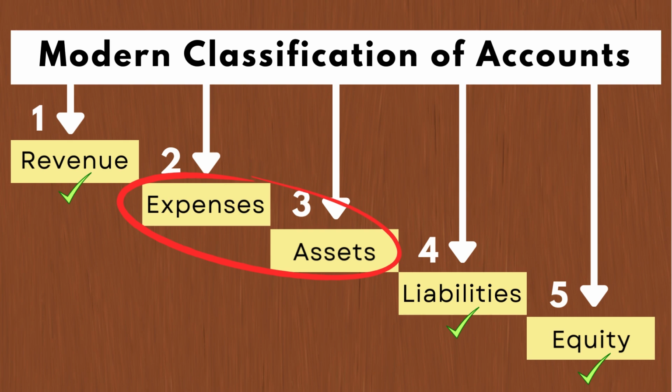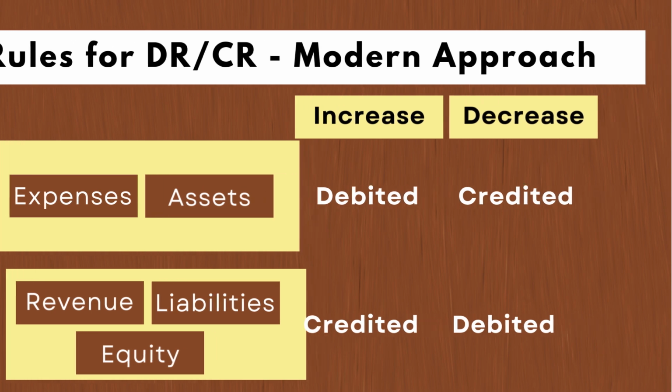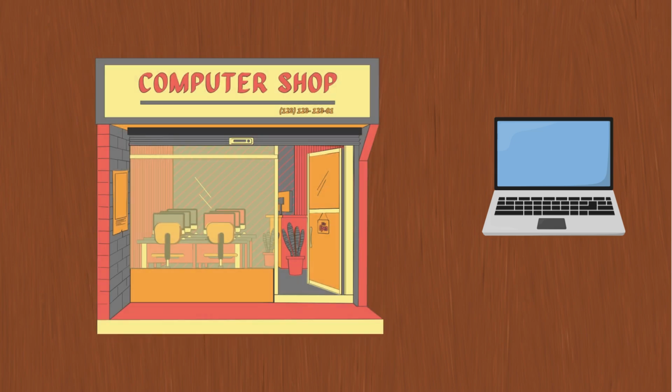Thus, let's look at these rules for debit and credit, which is summarized as per the modern approach in the chart. Let's understand these rules with some real life examples. To start with, we take up the first example, where we imagined that you bought a laptop from the computer shop by paying 40,000 rupees in cash.